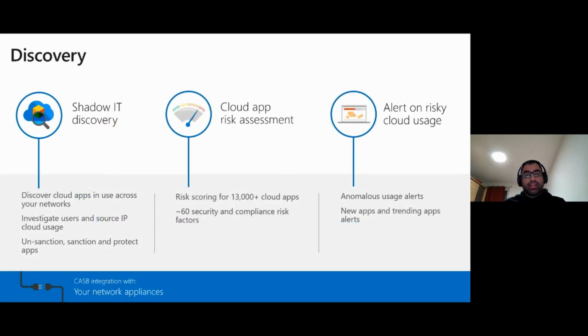So how it works: it starts with discovery. It's not just about helping with cloud applications. Even if you have data in your on-premise environment, you can ingest that data and read out what your users are doing in the offline environment, whether they are doing the right things or the bad things. So it goes into shadow IT, assessing cloud applications with risk assessment and alerts on risky cloud usage, like the anomalous behavior I showed you, where I tried to use it from an infrequent country. So the first part is discovery.